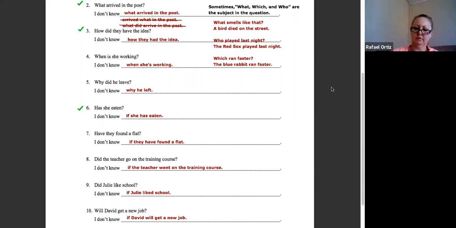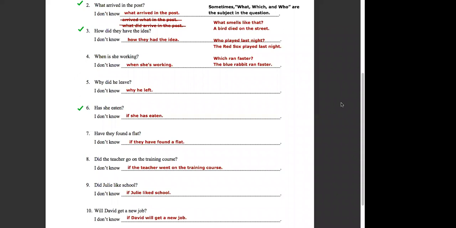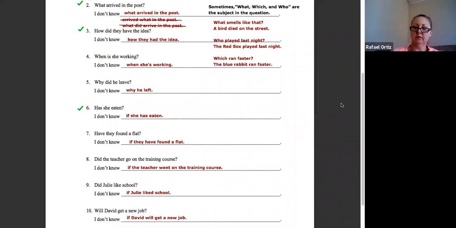Just change the verb. In some cases, you have to modify the main verb depending on the tense. If it's in the past, don't use did. Just put the verb in -ed or the irregular past verb. Okay.